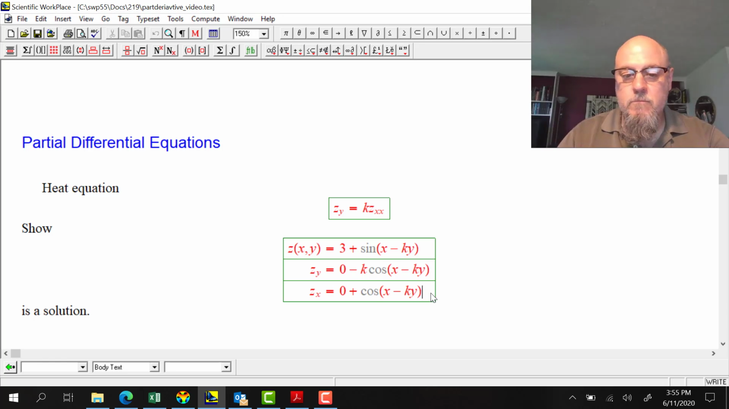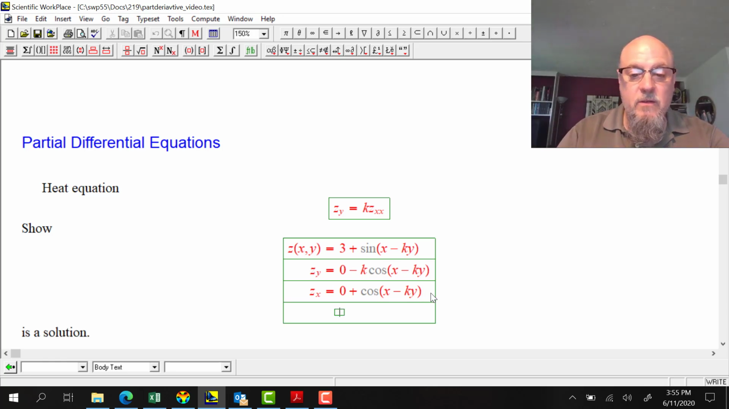Now I need the z sub xx, so I'm going to take what I've already differentiated once with respect to x and do it again. The derivative of cosine is minus sine. Leave the middle alone. Multiplied by the derivative of what's inside, again a 1.